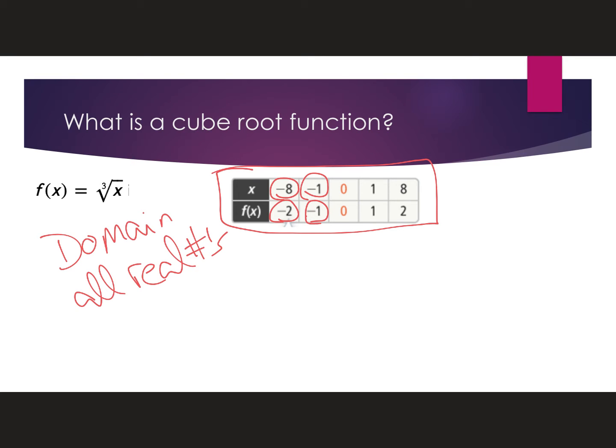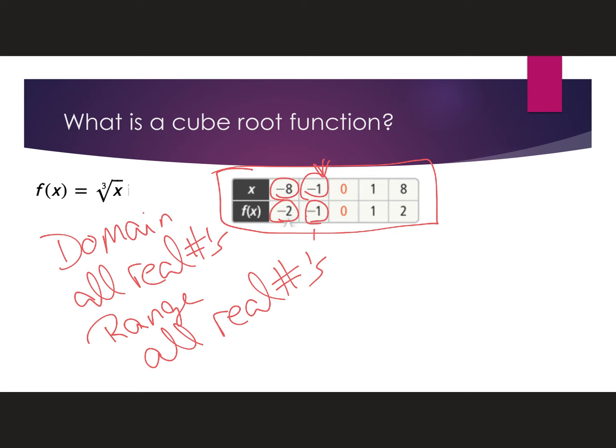Any number can be a cube root. It does not have to be positive. That also means that our range as well is all real numbers. There's no limit to positives and negatives. However, you will notice that negative inputs have negative outputs.